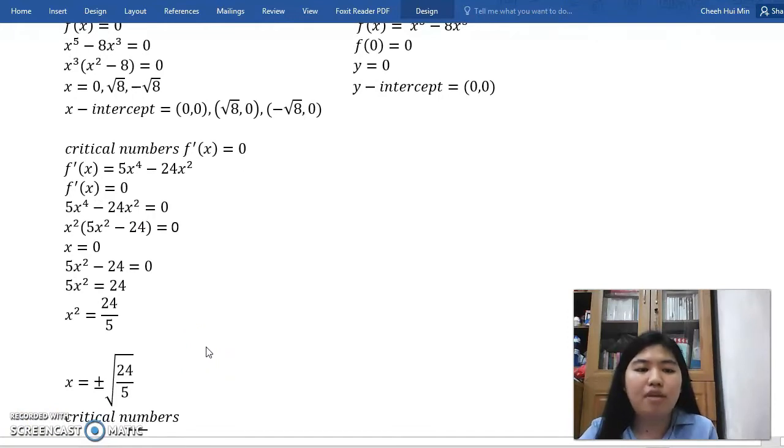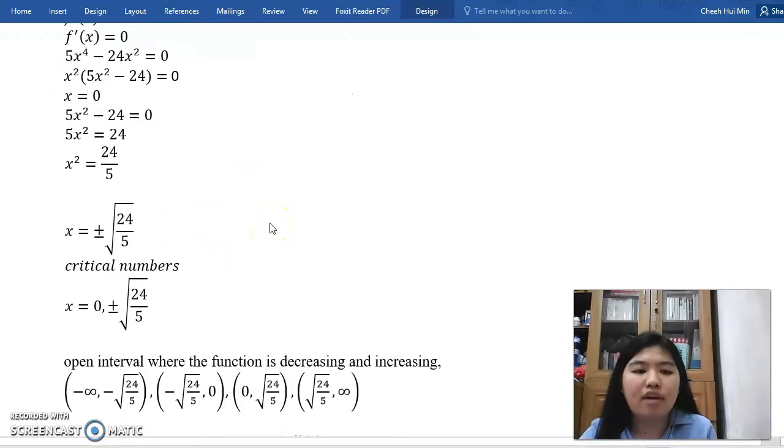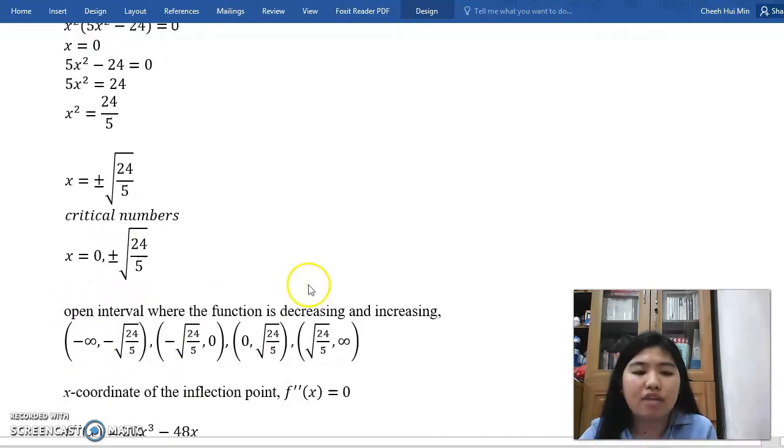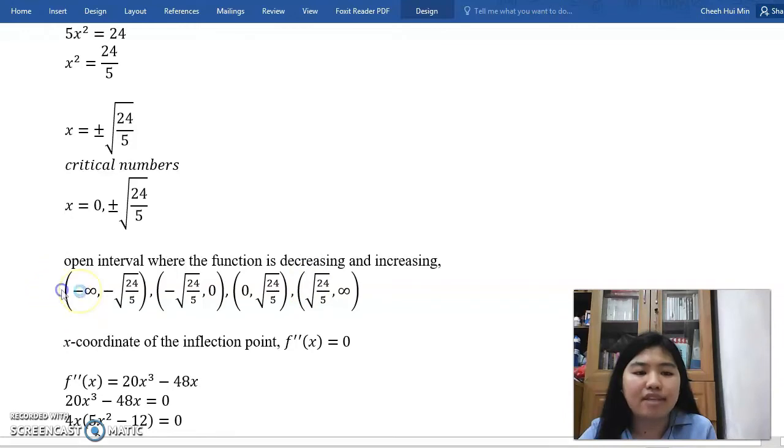To find the interval where the f function is increasing or decreasing, we use the first derivative test to find the critical numbers, letting the f prime function equal 0. The critical numbers are x equal to 0, and positive and negative square root of 24 over 5. The intervals are the following answer.